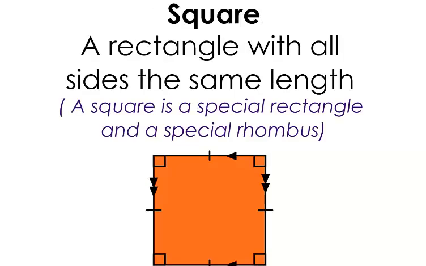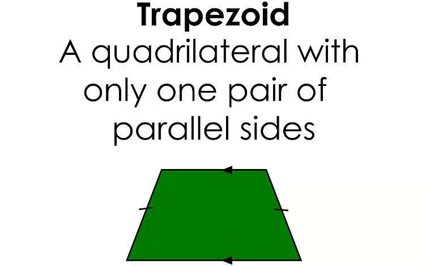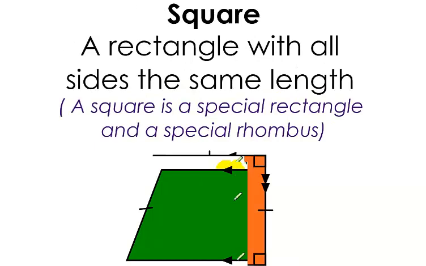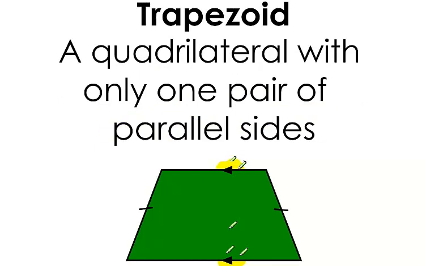And then we have a square. This is a rectangle with all the sides the same length and has 4 right angles. Remember that the symbol is to draw that box in the corner to tell that it is a right angle. Now a square is a special rectangle because it fits that definition, and it's also a special rhombus. And we'll discuss more of that in class. Here is a trapezoid. It is a quadrilateral with only 1 pair of parallel sides. You can tell they're parallel by this arrow and this arrow. Means those 2 sides are parallel.